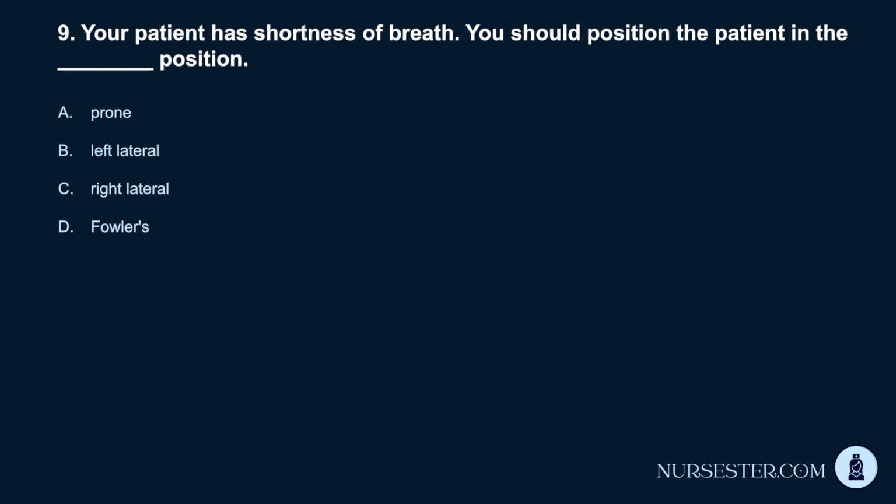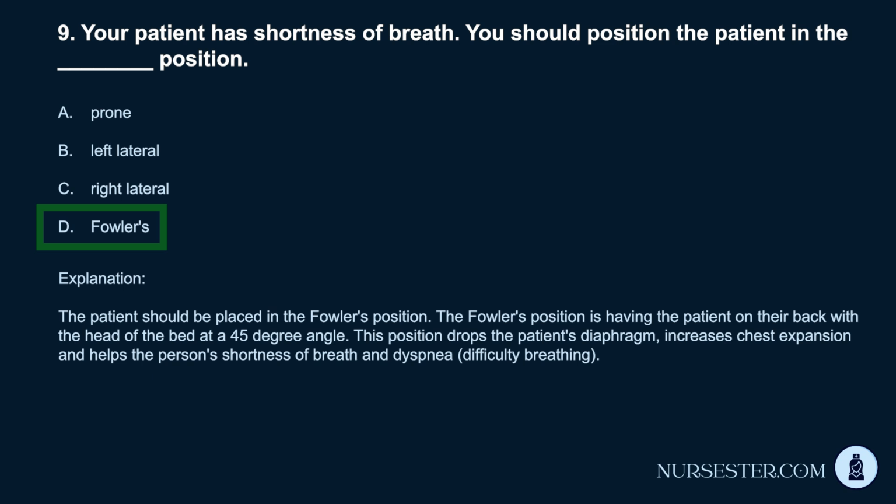9. Your patient has shortness of breath. You should position the patient in the underscore position. A. Prone. B. Left lateral. C. Right lateral. D. Fowlers. Correct answer, D. Fowlers. The patient should be placed in the Fowler's position.